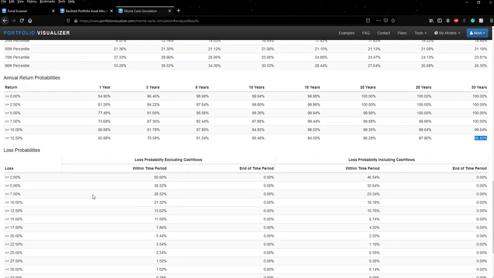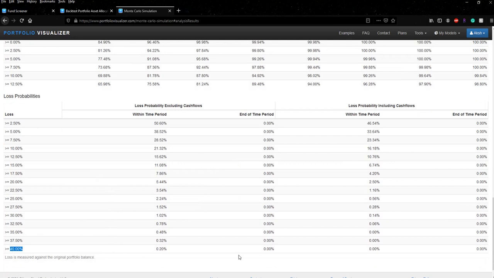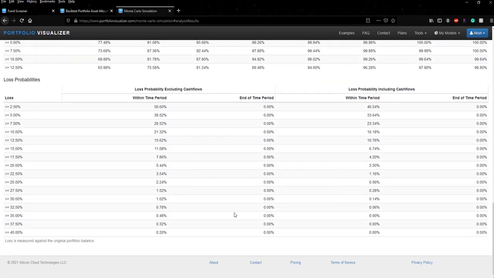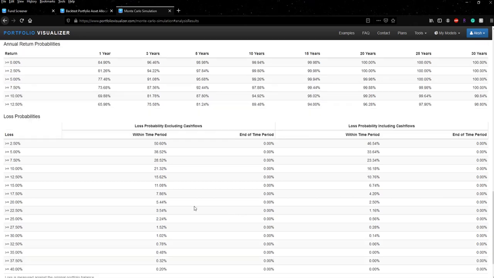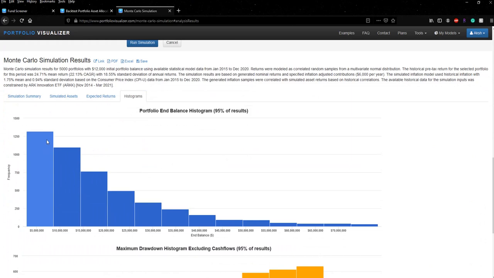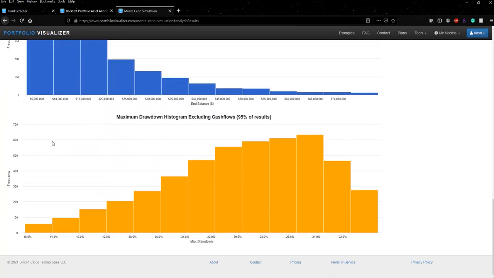Same thing with loss. Your chances of losing 40% is zero over time. However, your chances of losing, let's say, 7%, 10% is 16%. So over time you could see your loss, especially the amount of loss you are expected to suffer, is less. You could look at the histogram to see the ending balance of the portfolio and the maximum drawdown.